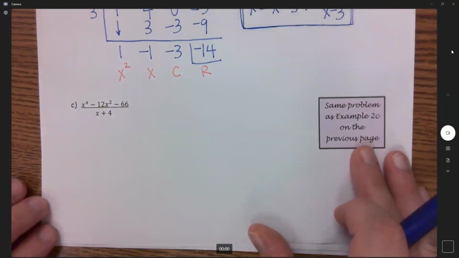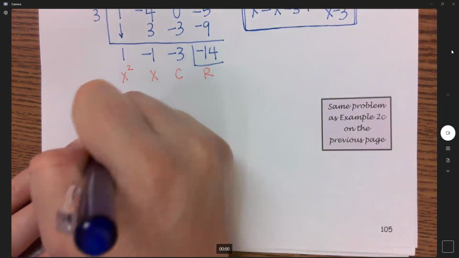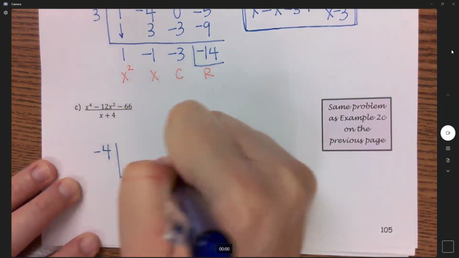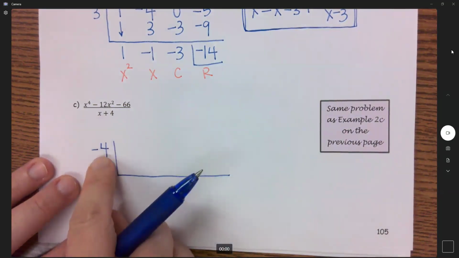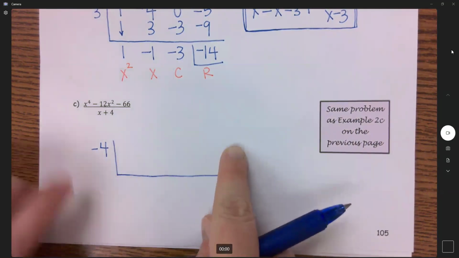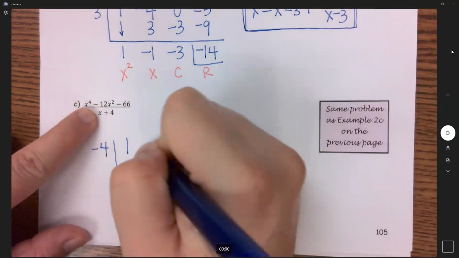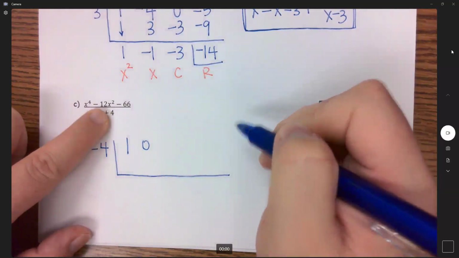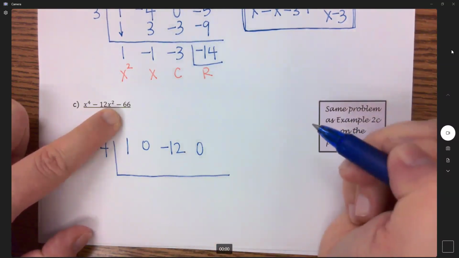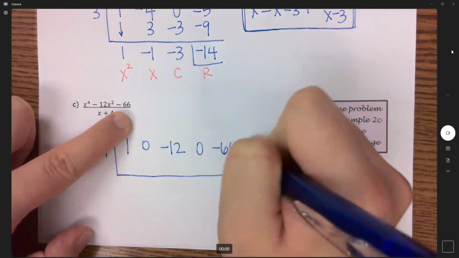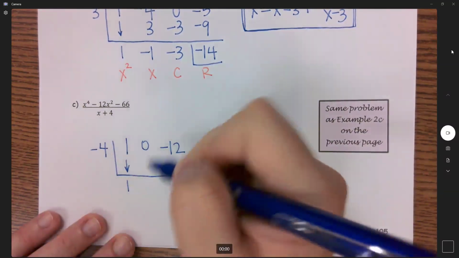Okay, I hope you have paused the video and tried this one. So let's do this one. And since you have already tried it, we're going to do it quickly. Negative 4 goes on the outside because if you set this equal to 0, it's negative 4. And now put your coefficients here. We have x to the 4th is 1. Next is x cubed. I don't have one, so it's 0. X squared is negative 12. Then we need x. I don't have one, so I need another 0. And then negative 66. We drop down this first one. Then we're going to multiply, add till the end.